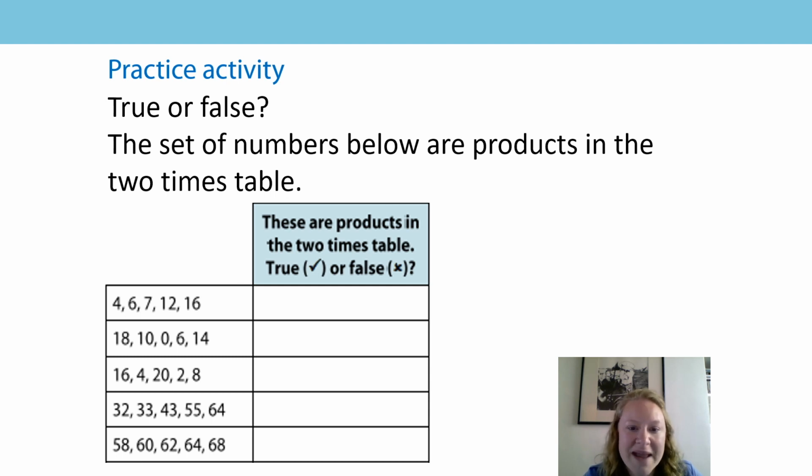Have a think about explaining how you know, again to your teddy or your mum or your dad or your brother or sister or anybody who's around. Explain how you know that they are products in the 2 times table, or they are not products in the 2 times table. Tick or cross.